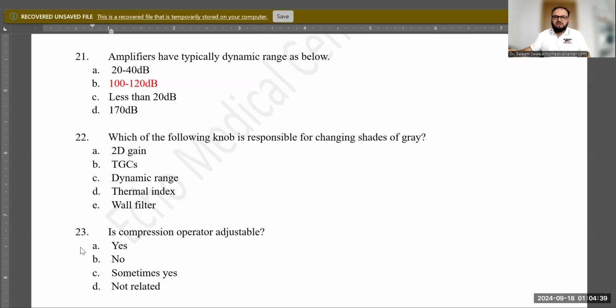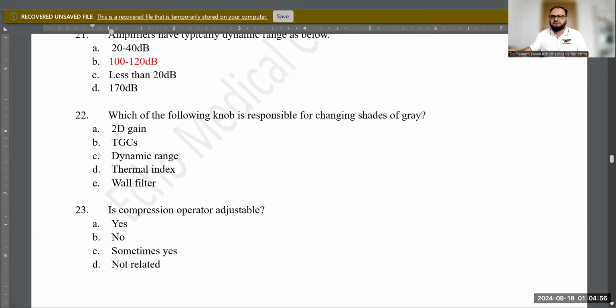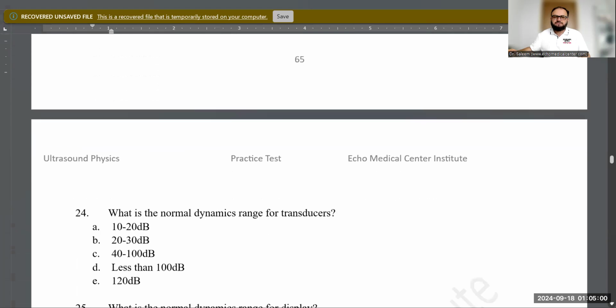Okay, next question. Is compression operator adjustable? So what do you think? Is it adjustable? Yes or no? Maybe, sometimes. What's your answer for that? Exactly, yes, that is operator adjustable, because you can make more shades of gray or fewer shades of gray. Compression is actually dynamic range, correct? Let's do the next question.